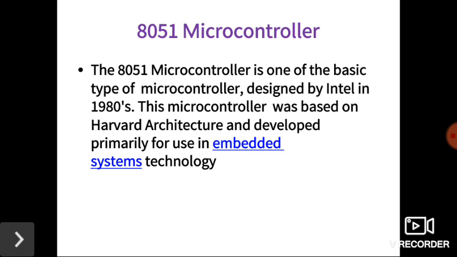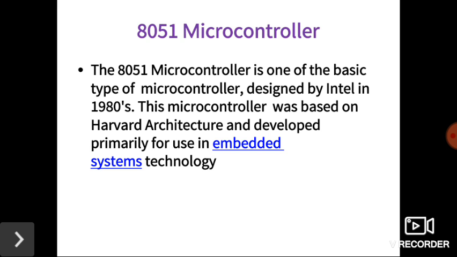It is one of the basic types of microcontroller. It was designed by Intel in the 1980s. The microcontroller was based on Harvard architecture and developed primarily for use in embedded system technology. Normally, this microcontroller was developed using NMOS technology, which requires more power to operate. Therefore, Intel redesigned the 8051 microcontroller using CMOS technology, and the updated versions came with the letter C in their name. For instance, an 80C51 is nothing but CMOS.